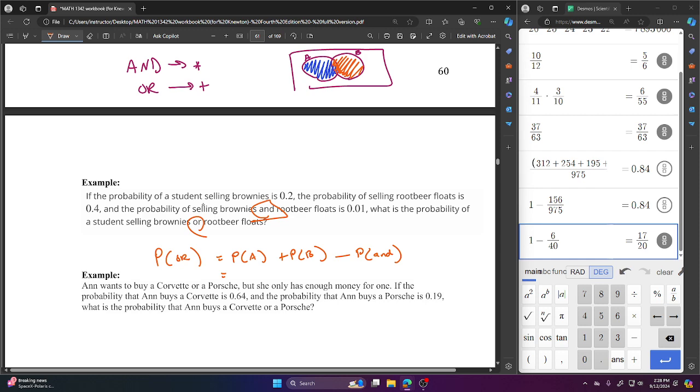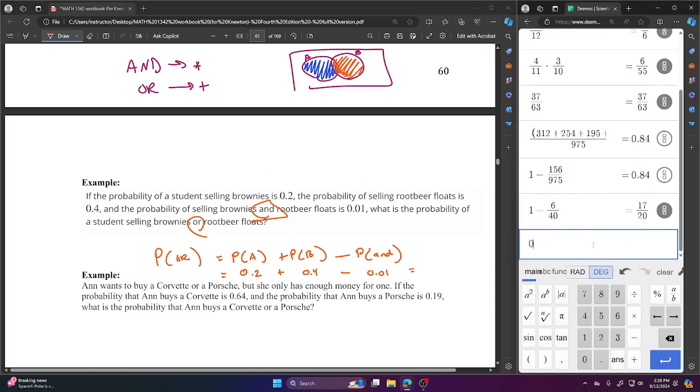Brownies. Okay, so if brownies is event A, what's event B? Root beer float. There you go. And what's the and? Both. 0.01. You see the math that I'm doing, right? 0.2 plus 0.4 minus 0.01. There's my answer. So I just used the formula straight up. Awesome.